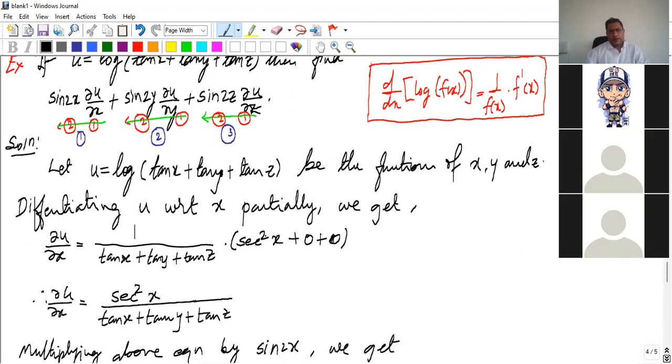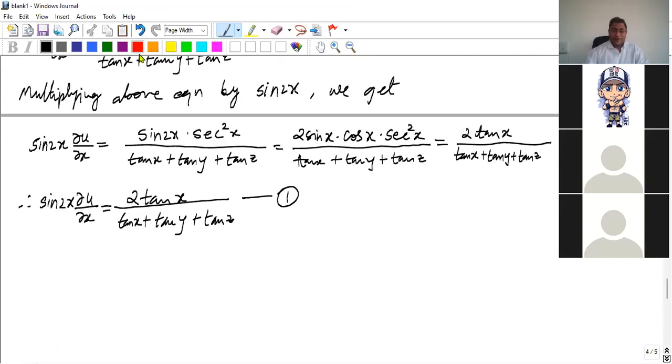Now we can see the next. The same thing we have to repeat with y. But do not write "similarly"; we have to find it and we have to show it. So, differentiating u with respect to y partially.